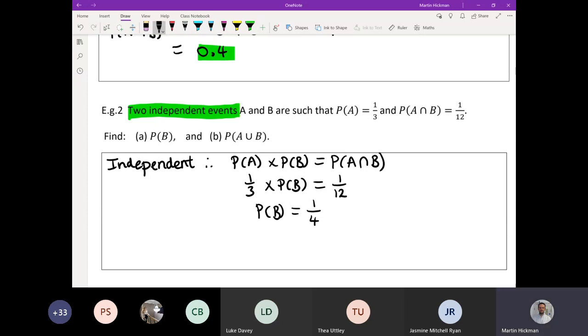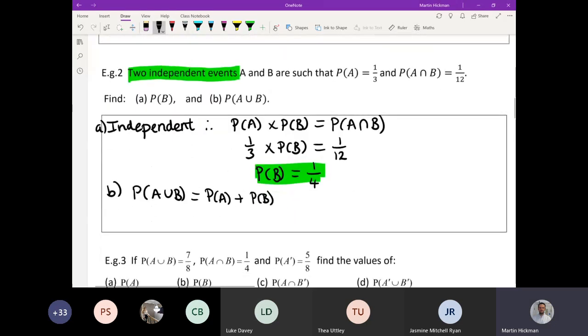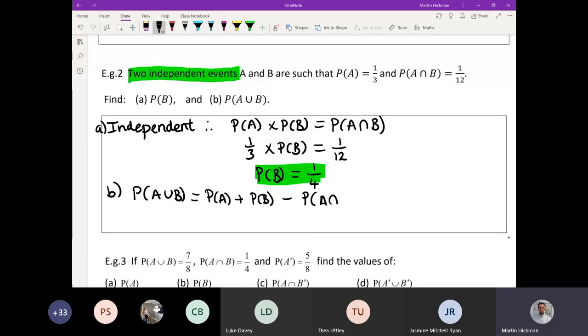And then for part B, we've got the probability of A or B. So we just simply use the formula that we were given earlier. So it's just the formula at the top in the red box, the probability of A plus the probability of B minus the probability of A and B. Since part A, we now have all that information to do this. So it's a third plus a quarter minus the probability of A and B, which is a 12th. And we just get a half as our answer.